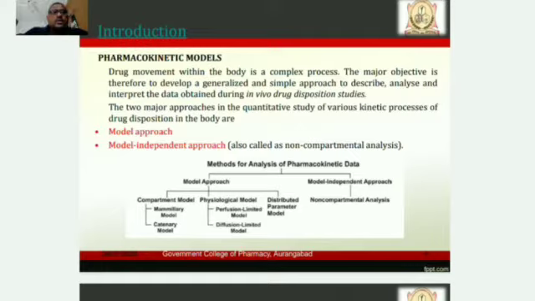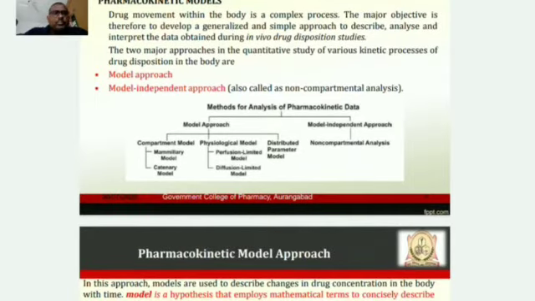So now we'll see the different methods of analysis of pharmacokinetic data: the model approach, and second is the model independent approach. The model approach is again classified into three types, that is the compartment model, physiological model, and distribution parameter model. Whereas the model independent approach is a non-compartment analysis.